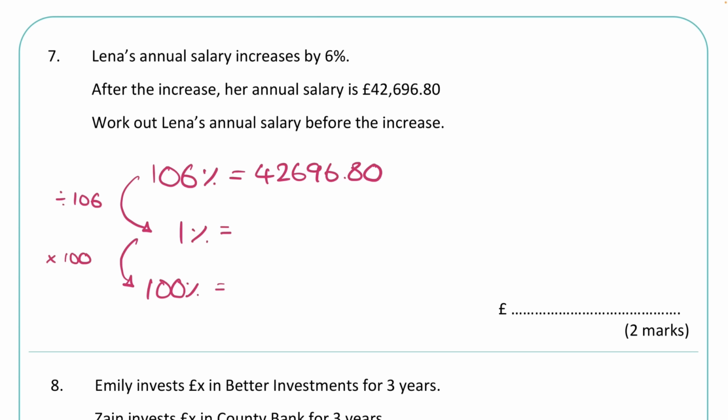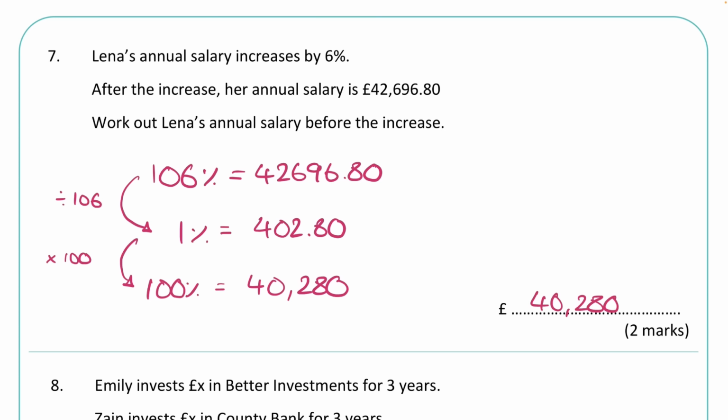So when we do that, 42,696.80 divided by 106 is £402.80, and then times that by 100 and we get her old salary, which is £40,280. Now you can use a multiplier method here.